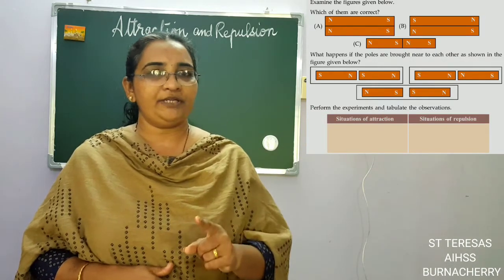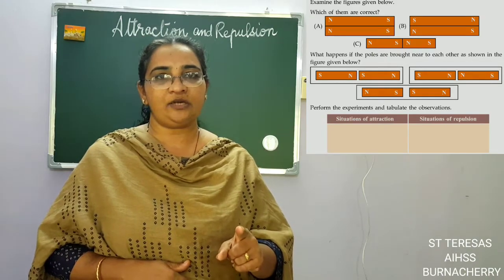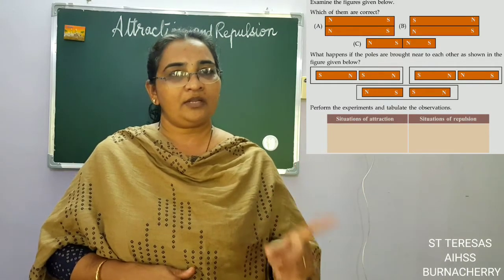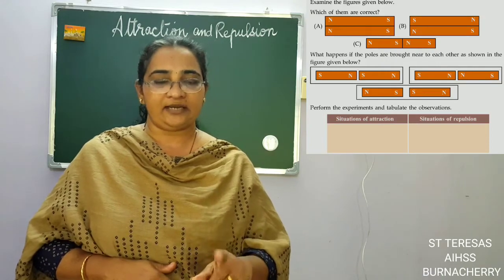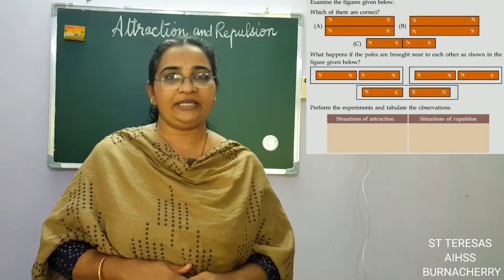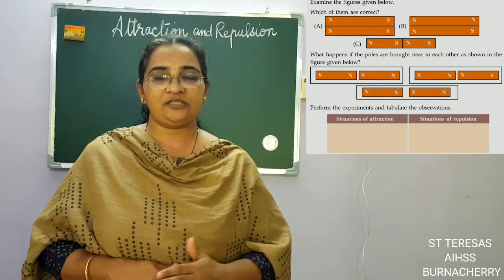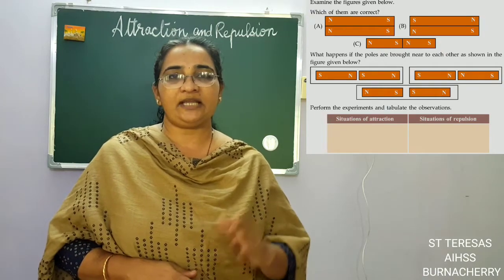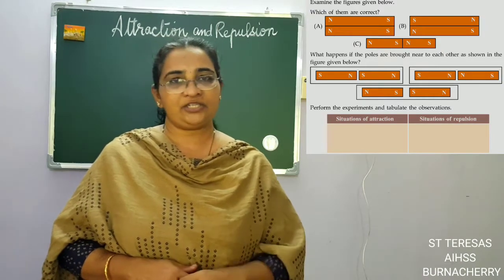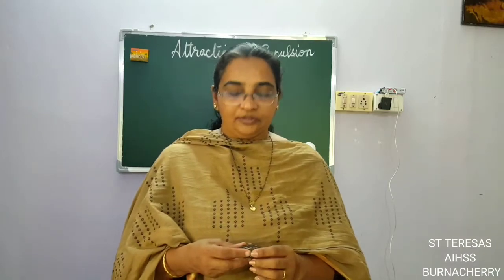So we know the property of the magnet, what I taught you just now: like poles repel and unlike poles attract. So keeping that property in mind, find out the situations in which attraction takes place and the situations in which repulsion takes place. Now you have a compass like this in your home, isn't it?